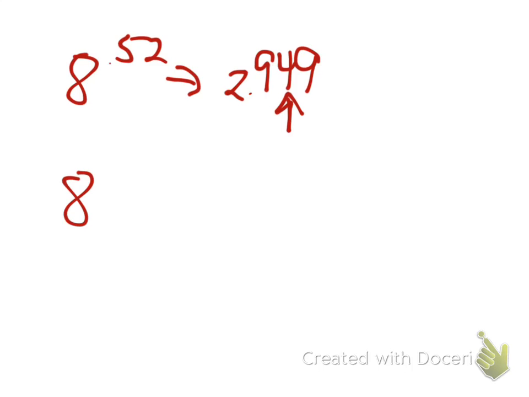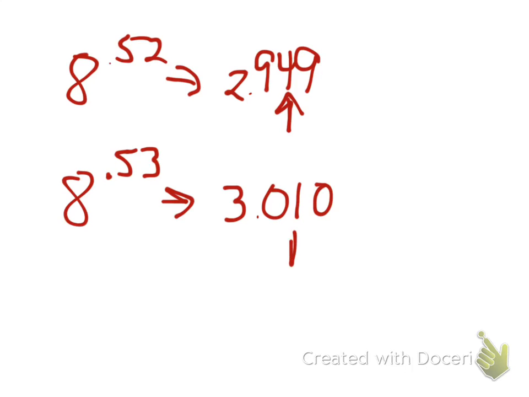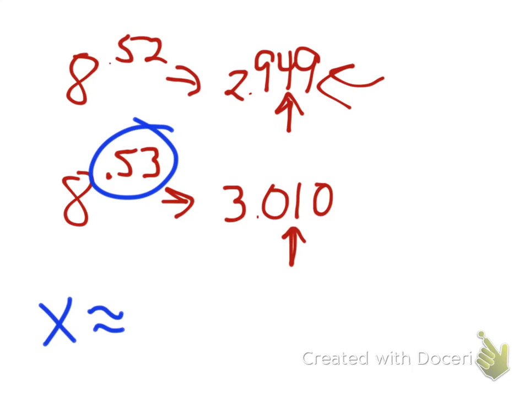I'm going to try 8 to the 0.53. And that gives me the answer of 3.010 approximately. So this is about 1/100th off, which is much closer than that one there. So my answer then for x is about 0.53. That's going to give me the closest approximation.